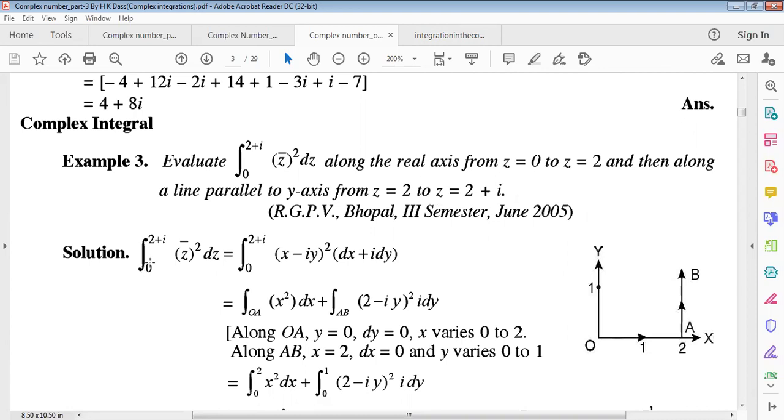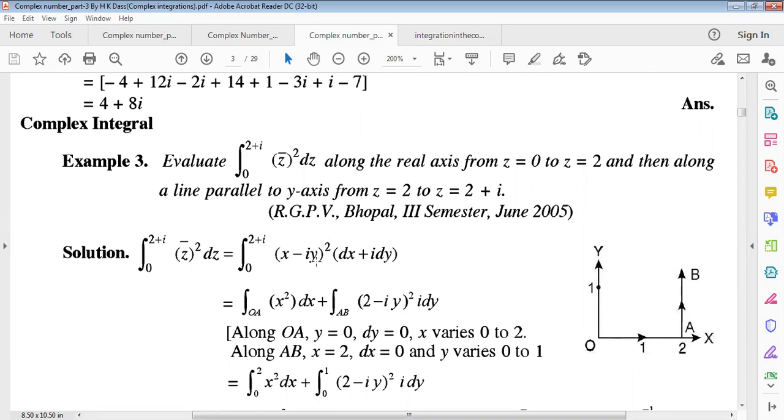Now we are given 0 to 2 plus i, so the integral limit will be 0 to 2 plus i. The integral of z bar whole square dz from 0 to 2 plus i. Z bar equals what? You must know the complex conjugate. Z equals x plus iy, and z bar will be x minus iy, and dz will be dx plus idy. Just multiplying these two.